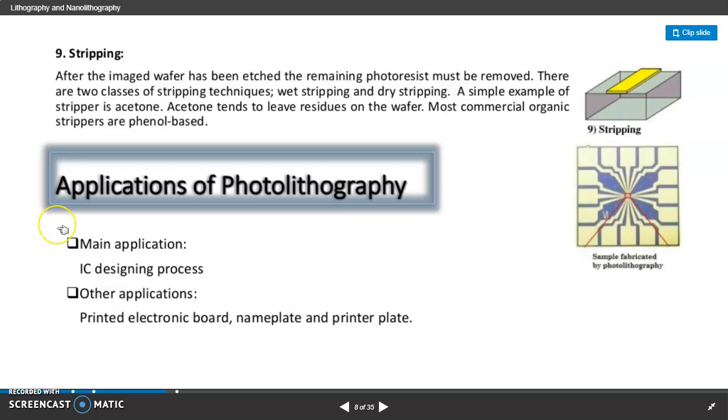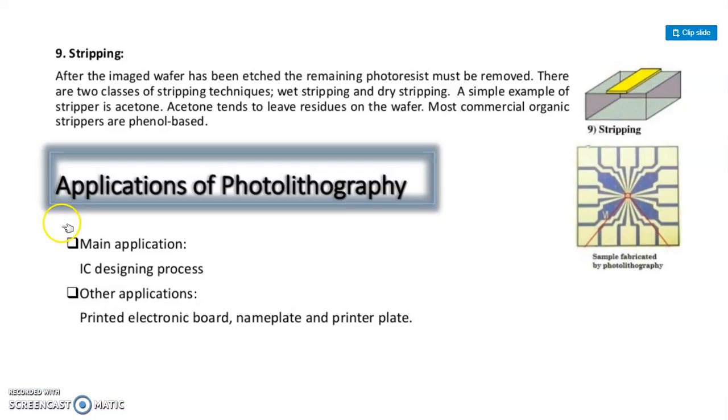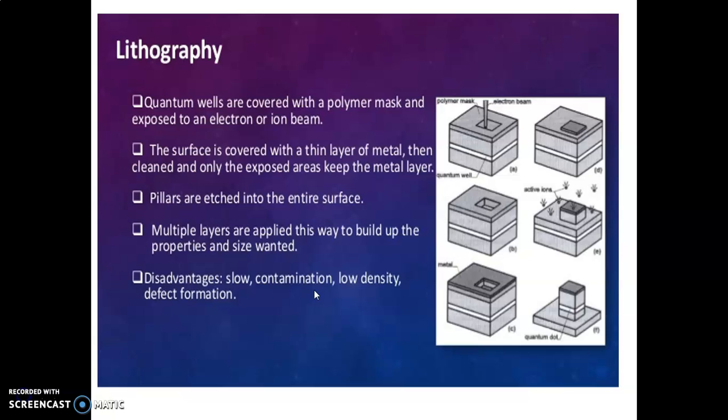Up to this we saw the photolithography technique, one of the lithography methods. The main disadvantages of lithography techniques are that it is a slow process, the contamination is very high, the density is low, and defects form. So this is the lithographic technique process, and we also saw photolithography. With the help of this, you can easily understand how quantum dots are developed.